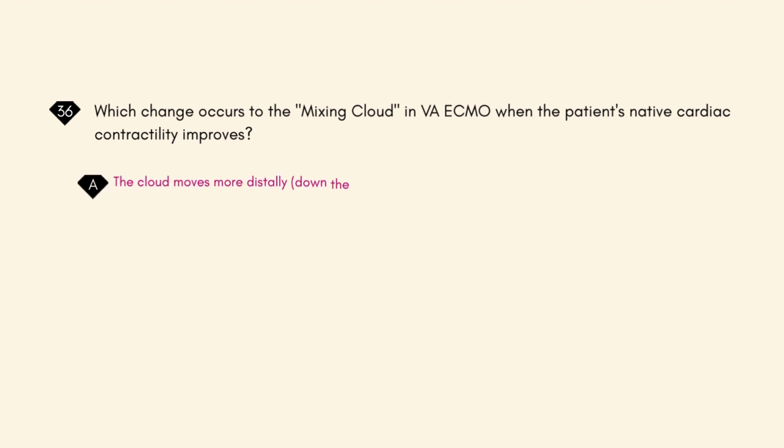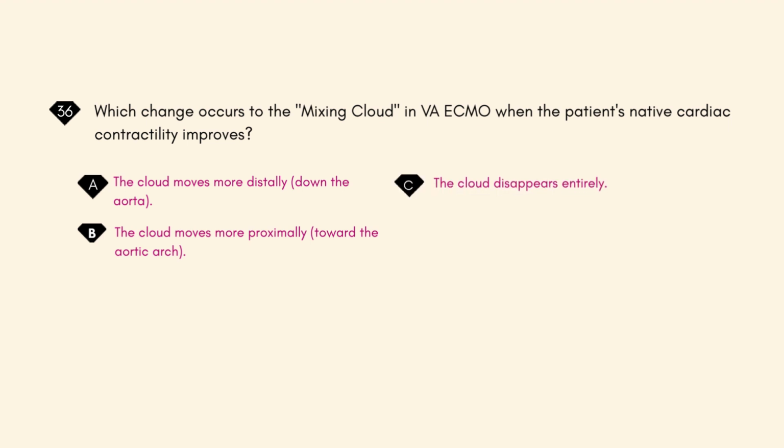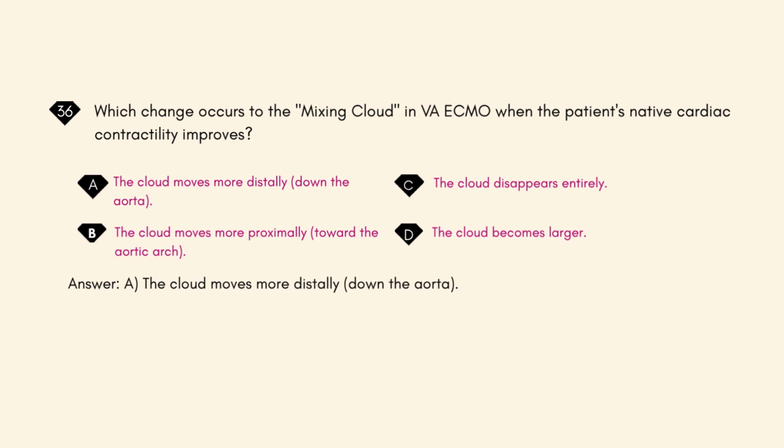A. The cloud moves more distally, down the aorta. B. The cloud moves more proximally, toward the aortic arch. C. The cloud disappears entirely. D. The cloud becomes larger. Answer: A. The cloud moves more distally, down the aorta.